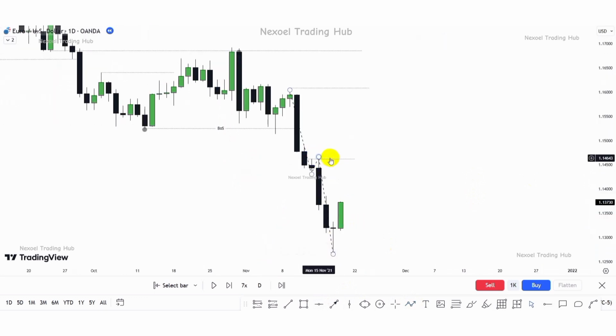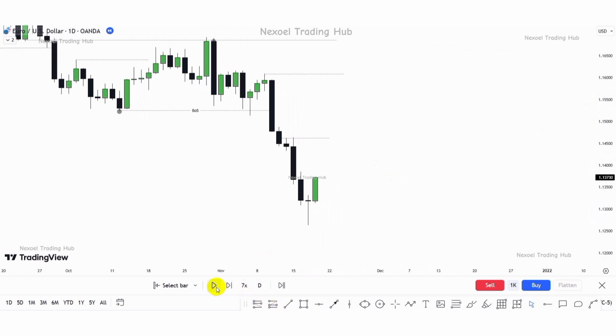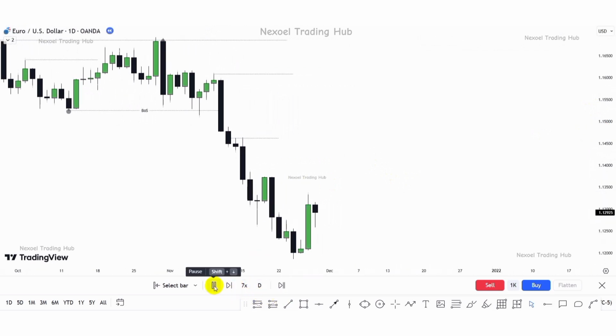So further to the upside, this is our inducement, then this can be the sweep. You get it, sir? Yes. So now let's play price to see if that will really respect what we are thinking.